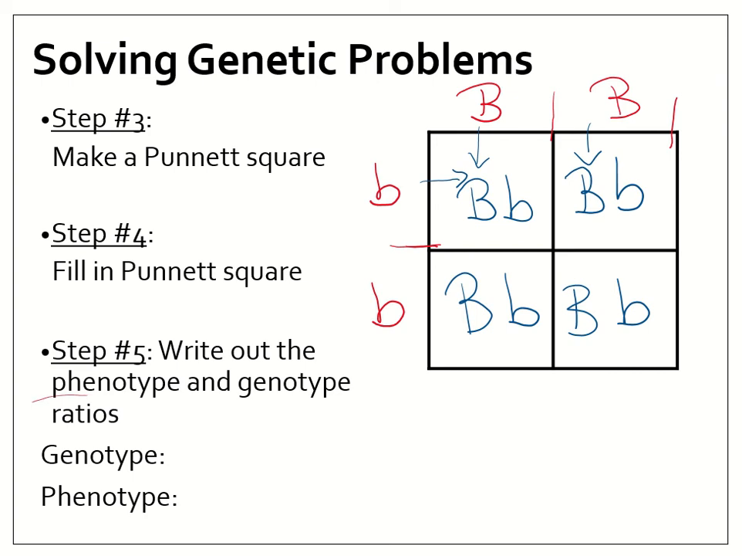Now we're going to write the phenotype and the genotype ratios. If you look, every single square is the exact same. So that means 100% of the offspring are going to have the exact same alleles, uppercase, lowercase. And if we remember, because brown eyes is dominant, they only need one B. So 100% of their children will have brown eyes.